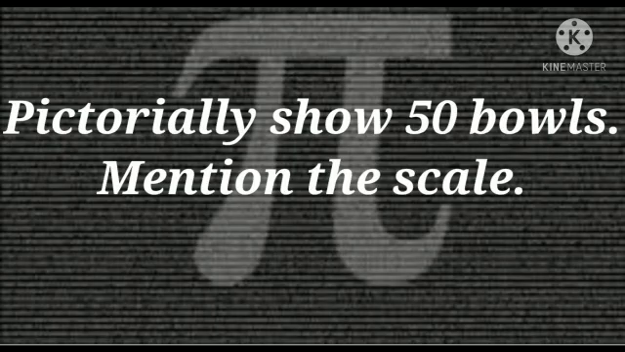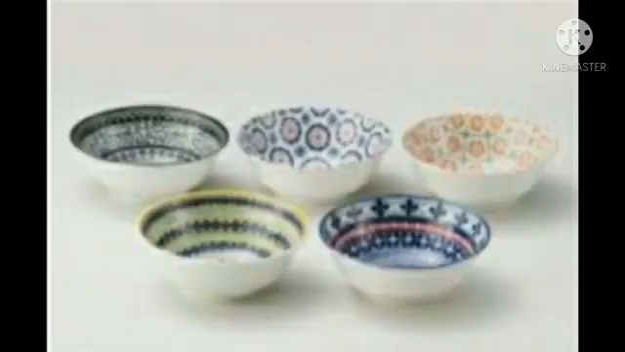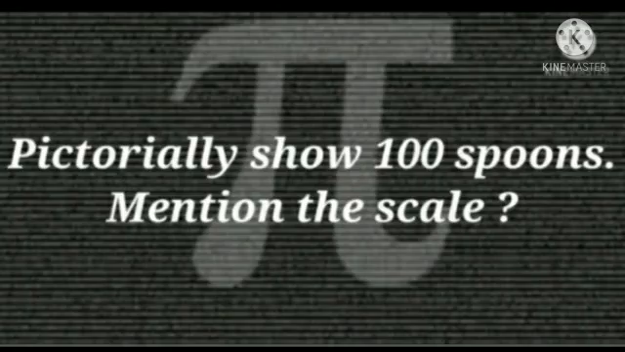Pictorially show 50 bowls and mention the scale. So students, here we will see with the help of pictures. One bowl, you all can see, the scale we have taken as one bowl means 10 bowls. So 50 divided by 10 gives you 5. So 5 bowls we will show in the picture. Now students, moving on to the next example.